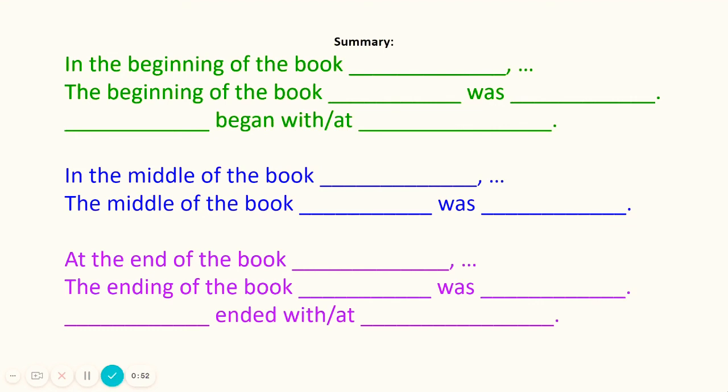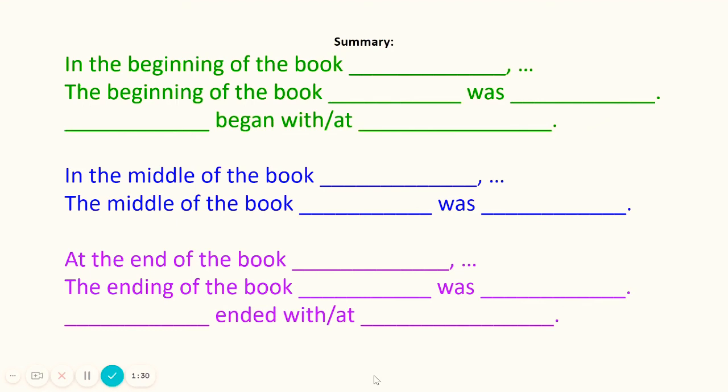You have 3 sentence starters that you could use for the first paragraph. Your first paragraph is the beginning of the book. The 3 sentence starters outlined in green at the top are the ones you might use. You're only going to need to use one of them. You might say, in the beginning of the book, blank, and the blank space is for the title. In the beginning of the book, the legend of Sleepy Hollow was spooky. For that last sentence starter, you might say, the legend of Sleepy Hollow began with, or at Sleepy Hollow.